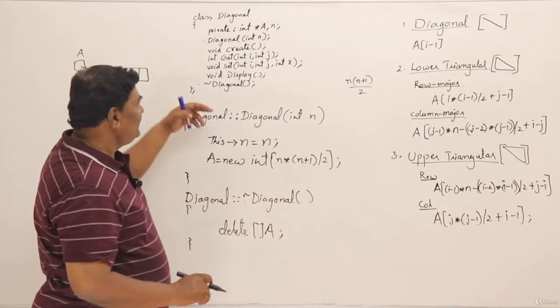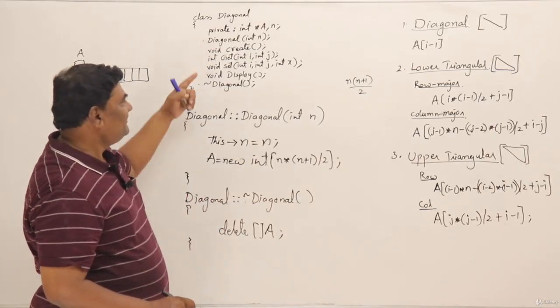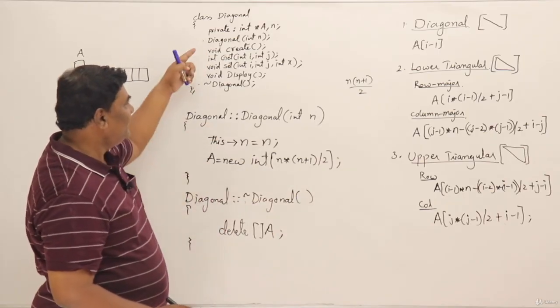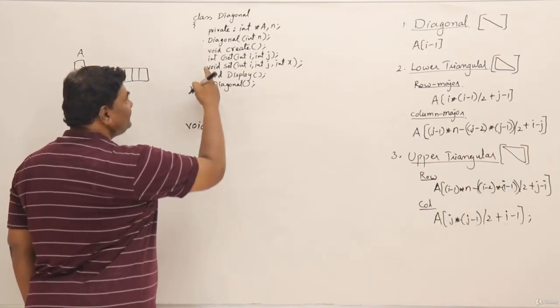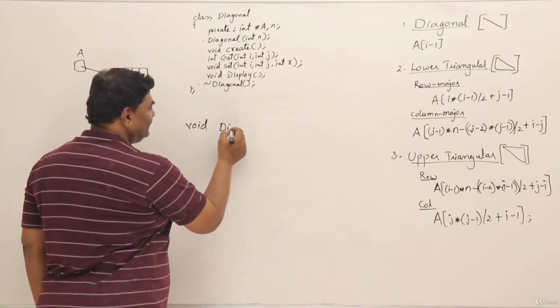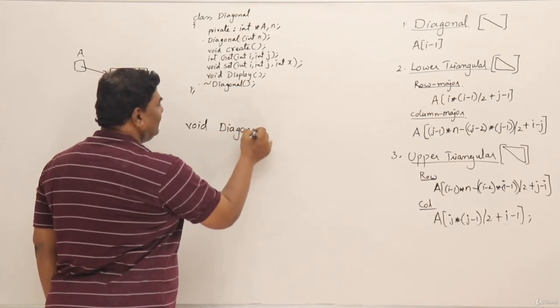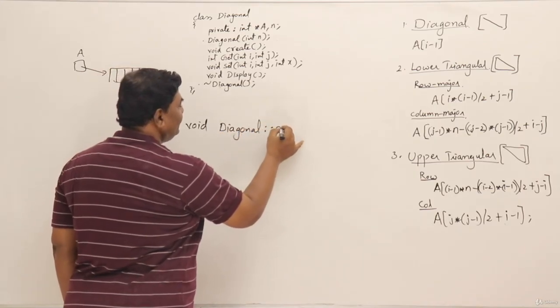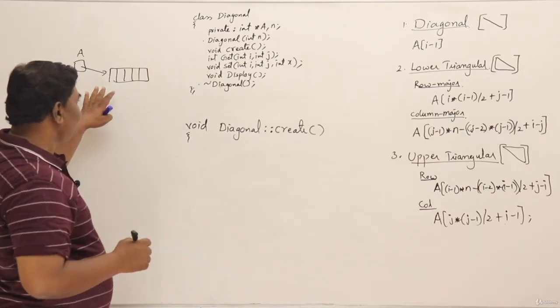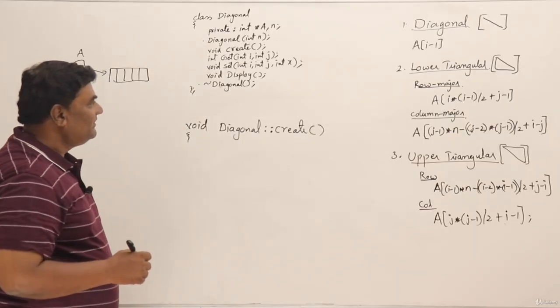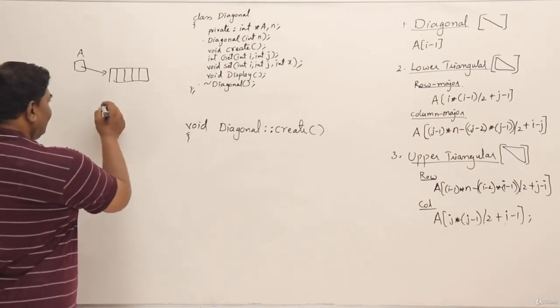Next, I have to implement the create function. So I will pick up the create function. I will remove this and implement the create function. For the create function, the return type is void, and the class name is diagonal, and then the function name create. So I am saying that create means reading all non-zero elements and filling them in this array. But actually it is for a diagonal matrix.